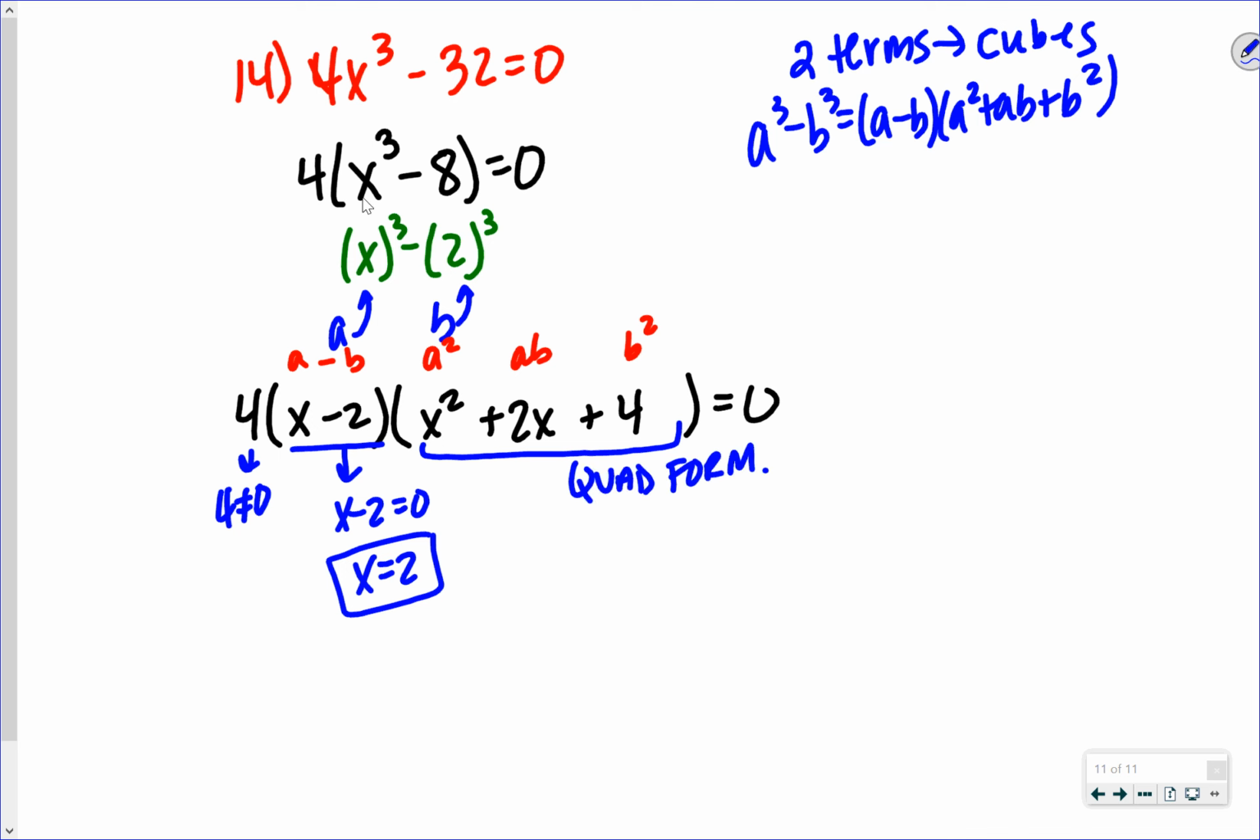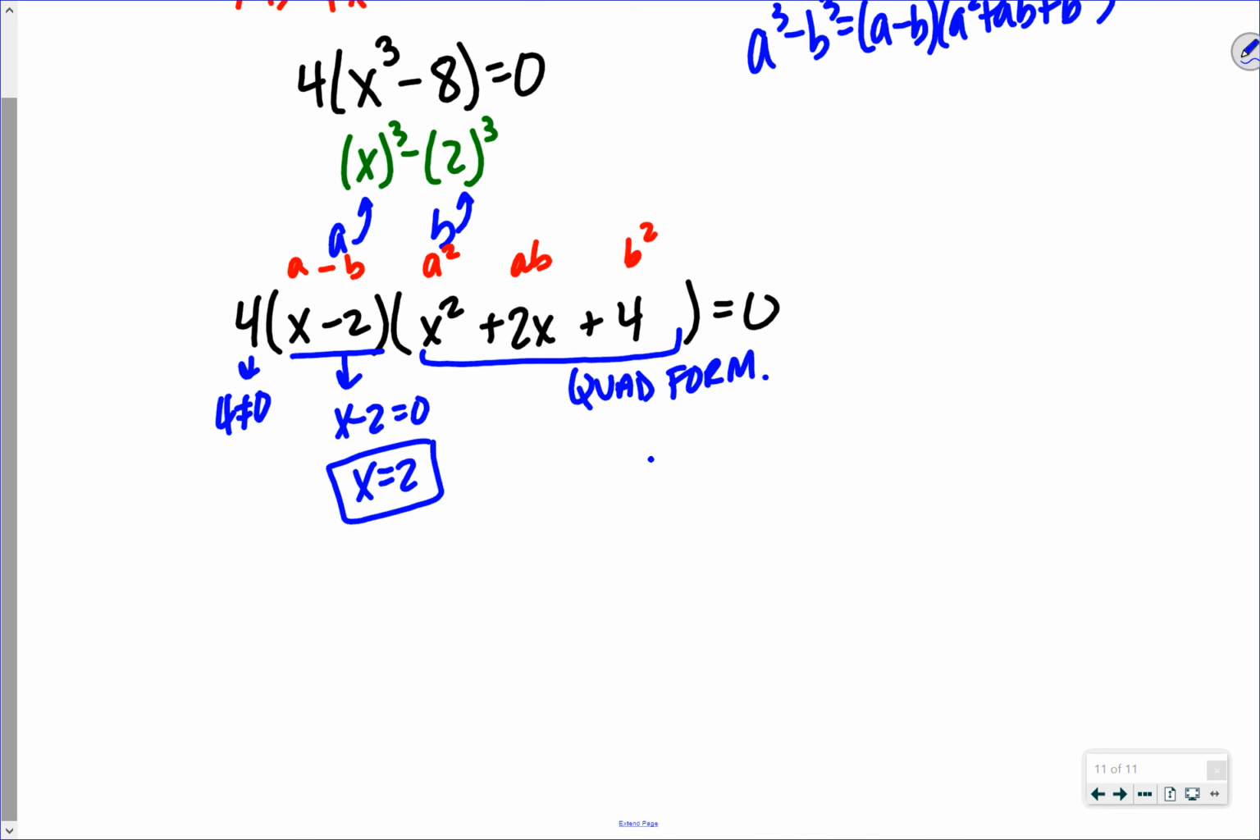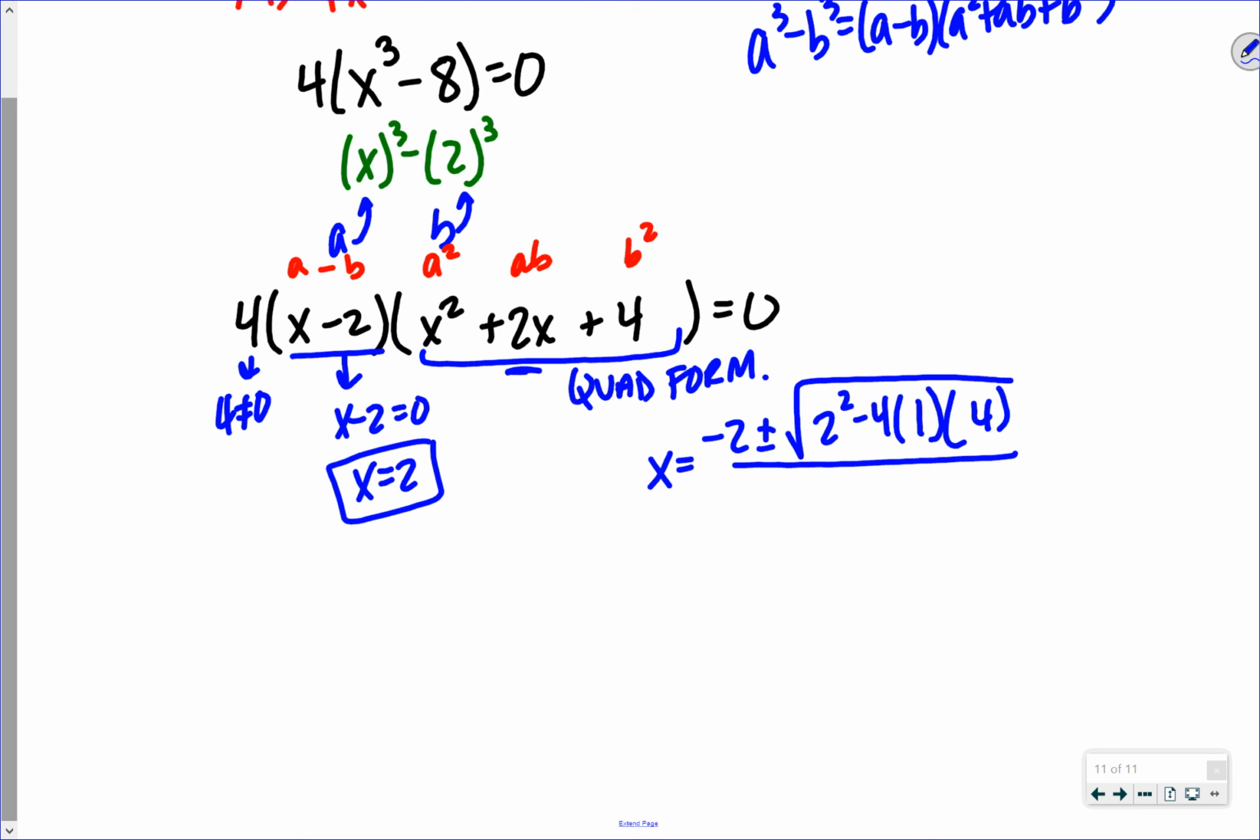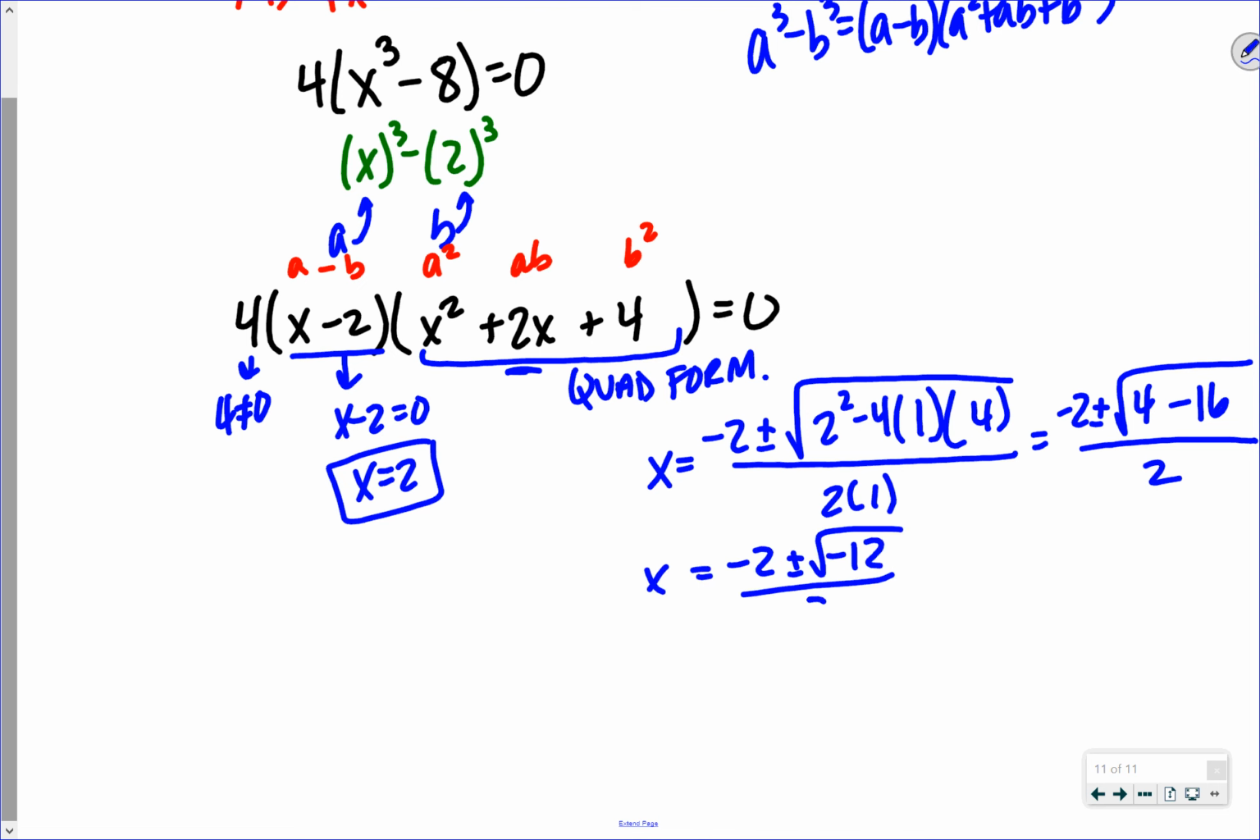So we're going to have to do a little bit of math here. X equals opposite of b. In this case, b is the 2x. So negative 2 plus or minus square root of b squared, 2 squared, minus 4 times a, which is 1, times c, which is 4, all over 2a, 2 times 1. So I have negative 2 plus or minus square root of 2 squared is 4. 4 times 1 times 4 is 16 with a minus sign in between. 2 times 1 is 2. Keep it going. I have negative 2 plus or minus square root of negative 12 over 2.